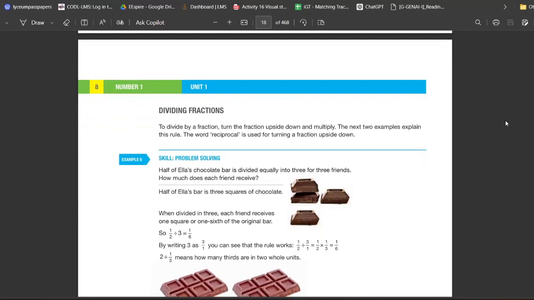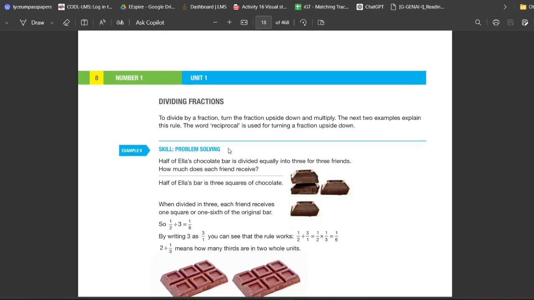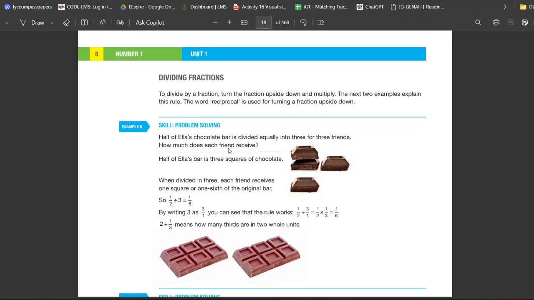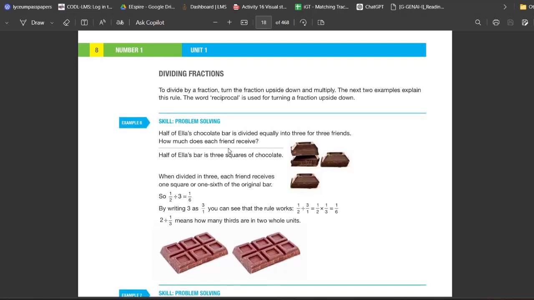So now we are coming to dividing fractions. You have done this in previous grades also. If you remember, I'm just going to revise the memory. So let's move forward. When we do a fraction dividing problem, there are simple steps to do that.